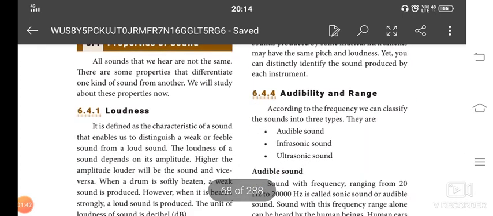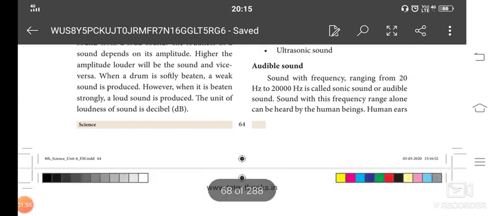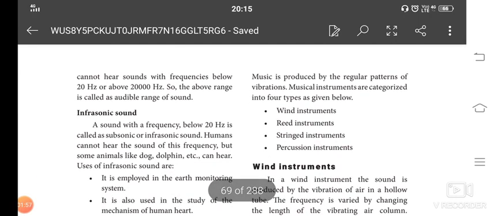Audibility. For the audible range, we have three types: audible, infrasonic and ultrasonic. The human ear can hear the audible range of 20 Hz to 20 kHz, and sound more than that or less than that cannot be heard by us. And then the infrasonic, below 20 Hz, we cannot hear it, but some animals like dogs and dolphins may hear it.